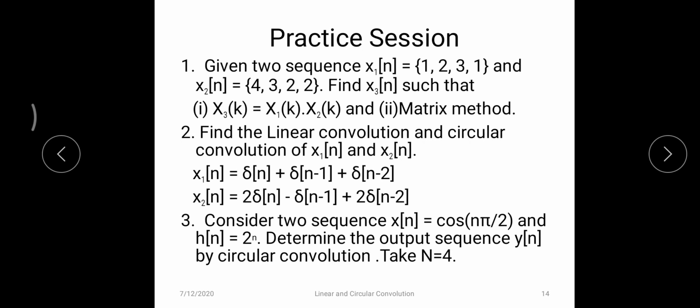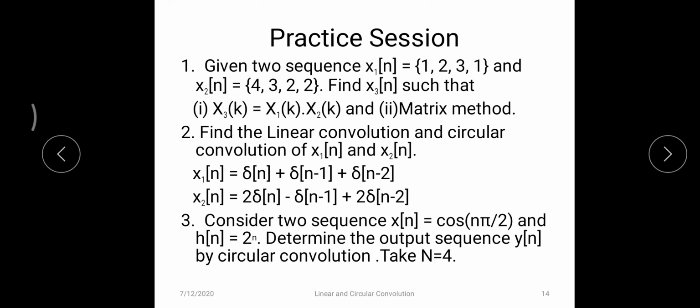This is all about this lecture. So far we discussed how to perform linear convolution between two sequences and how to perform circular convolution between two sequences using the matrix method, concentric circle method and the convolution property. Here I have given three problems for practice. The first one: x1 of n is given, x2 of n is given. Find x3 of n such that X3 of k is equal to X1 of k into X2 of k, as well as compute x3 of n using the matrix method. This is what we discussed so far in the previous slides.